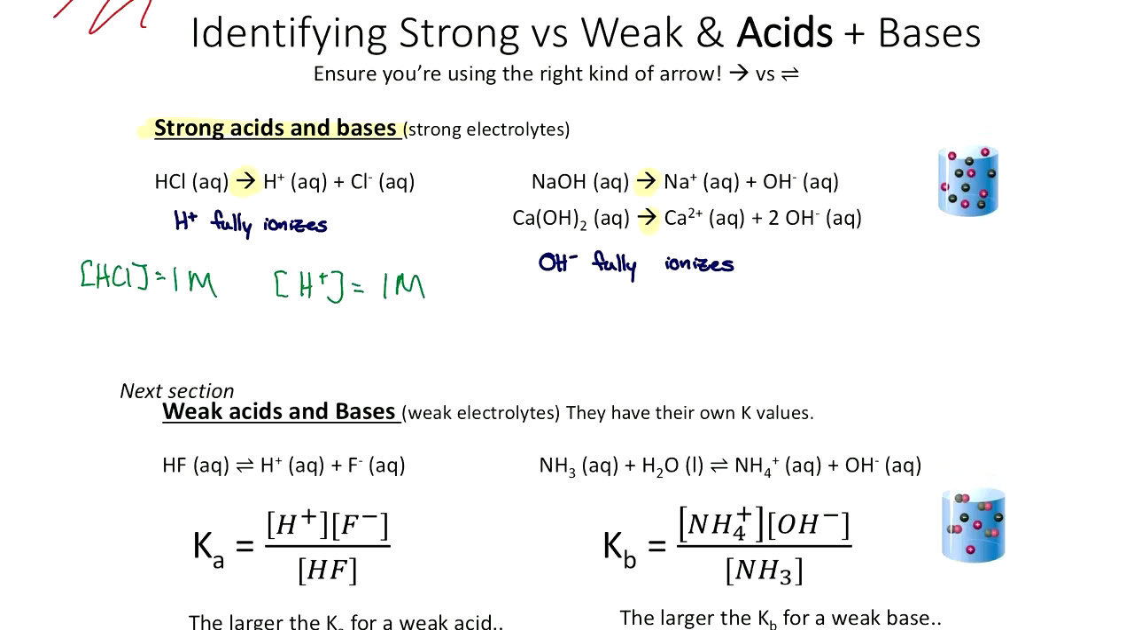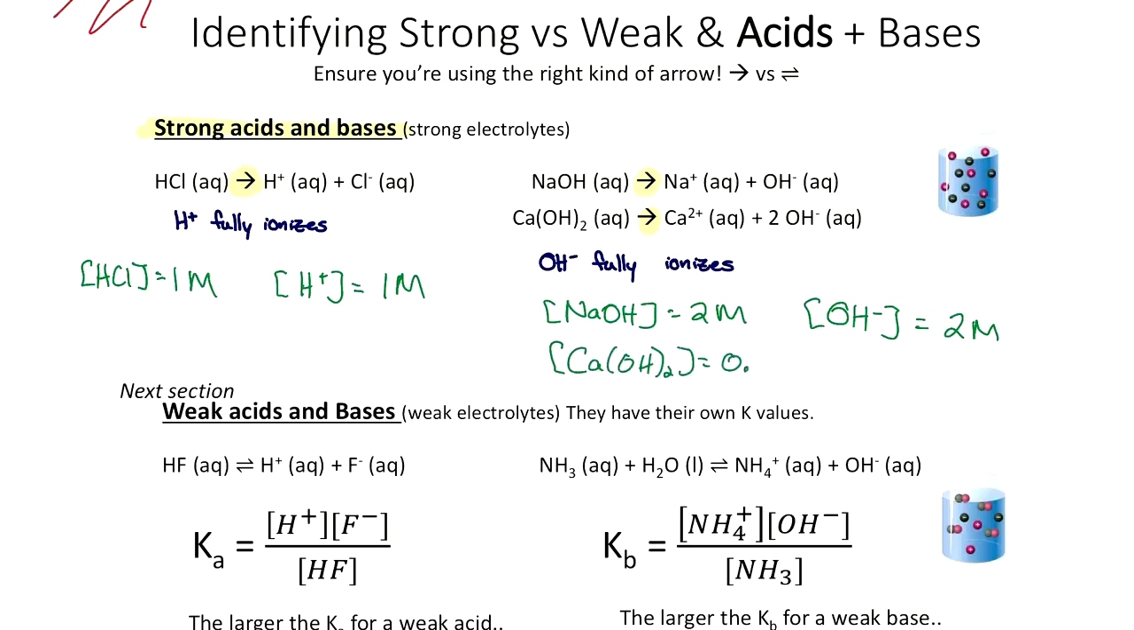So the same idea here is if I dissolve a strong base in solution, let's say that my sodium hydroxide concentration, like you calculate it with your molar mass and stuff, let's say it's 2 molarity. If I have a solution that's 2 molarity sodium hydroxide, how much hydroxide ion do I have present in that solution? 2 molarity, yeah, because it fully ionizes, yep. But what if I have calcium hydroxide, and let's say it's 0.5 molarity. If I have a half molarity calcium hydroxide solution, how much hydroxide do I have?